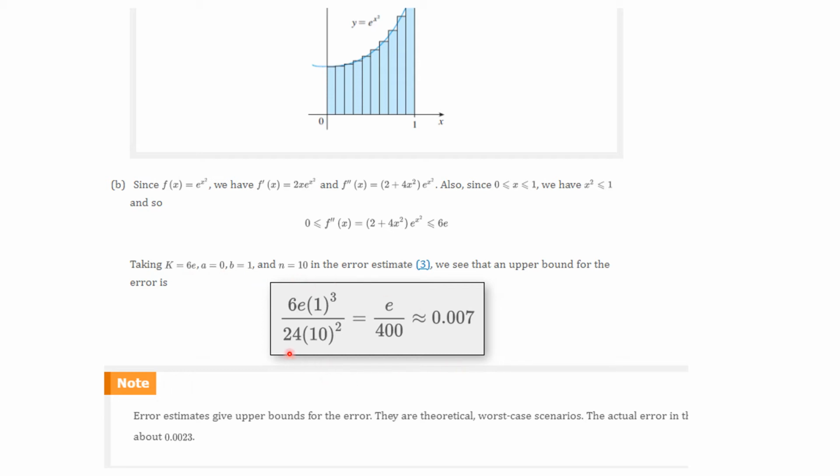We do the calculation, and this is for the midpoint rule because you have 24 there. So that is e over 400, and if you plug that into your formula, this is the exact estimate of the error, but that's approximately this. So error estimates give upper bounds for the error. They are theoretical worst case scenarios, and the actual error in this case is actually smaller than this. This is a comparison with the trapezoidal rule.